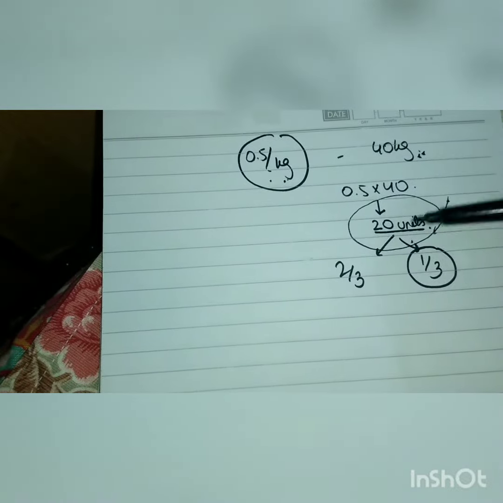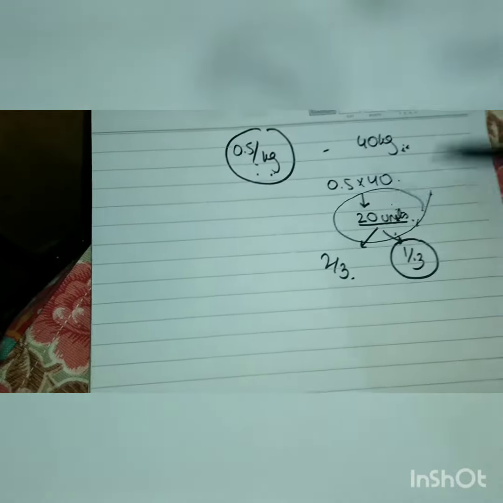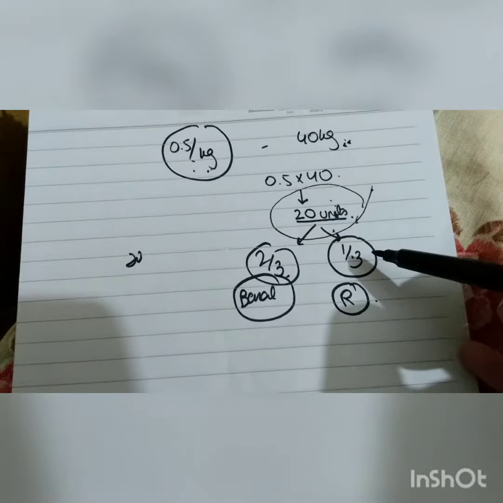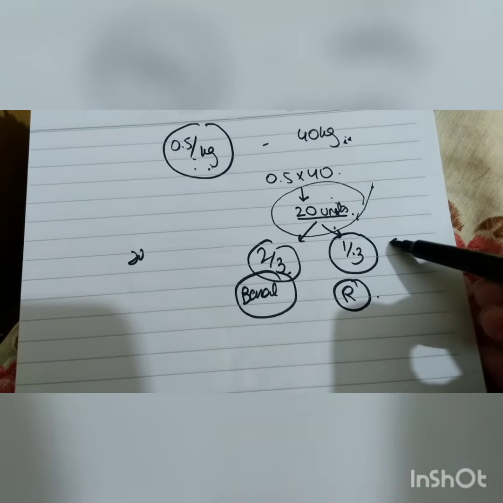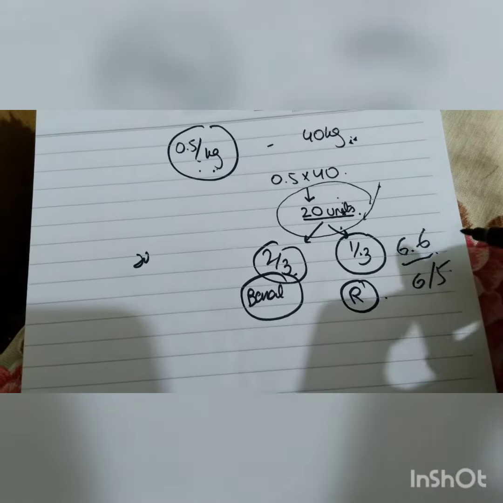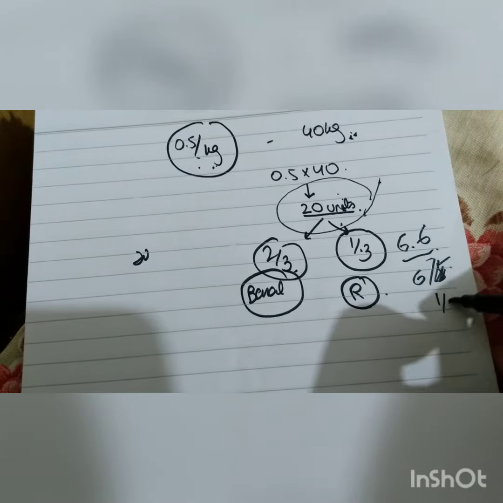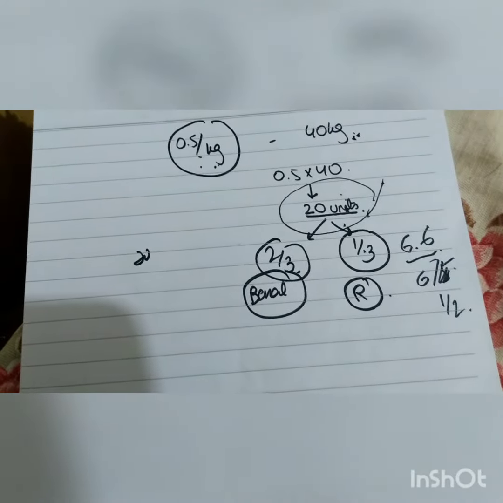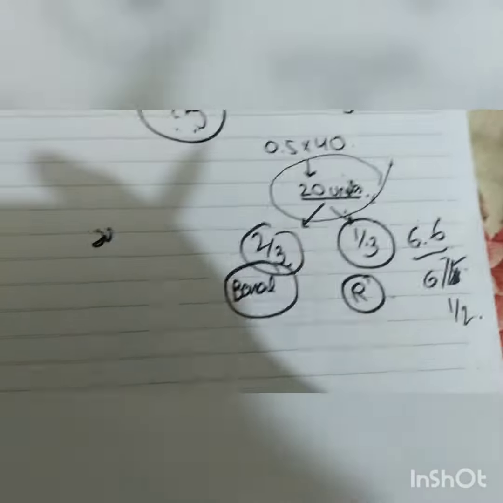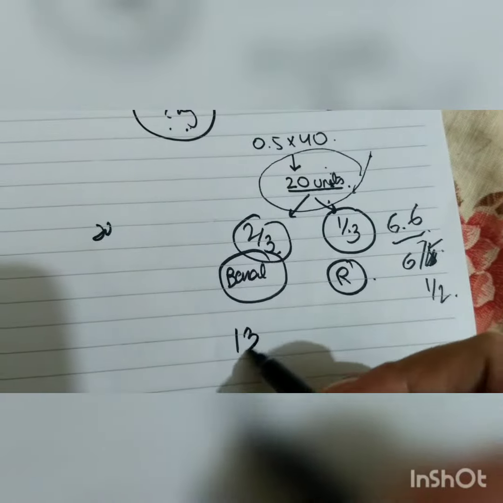Now we are going to divide this 20 into 1/3 and 2/3. Now 1/3 of this dose would be given as regular insulin, and then 2/3 would be given as basal or long acting insulin. Okay. Now 1/3 of 20 is almost 6.6, or we can say 6.5, and 2/3 of 20 is almost 13.3.